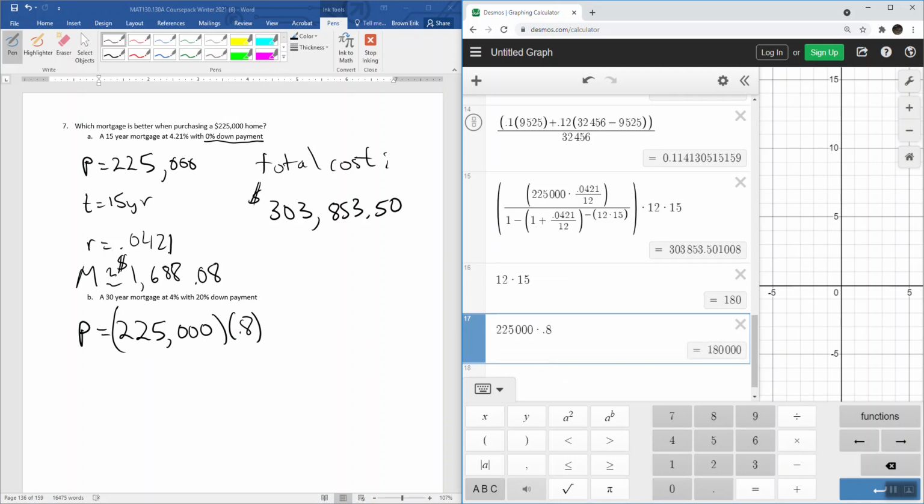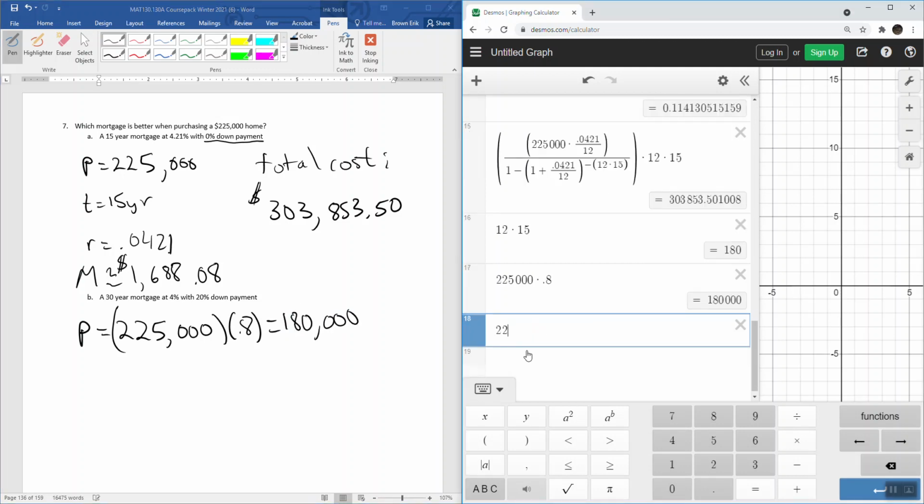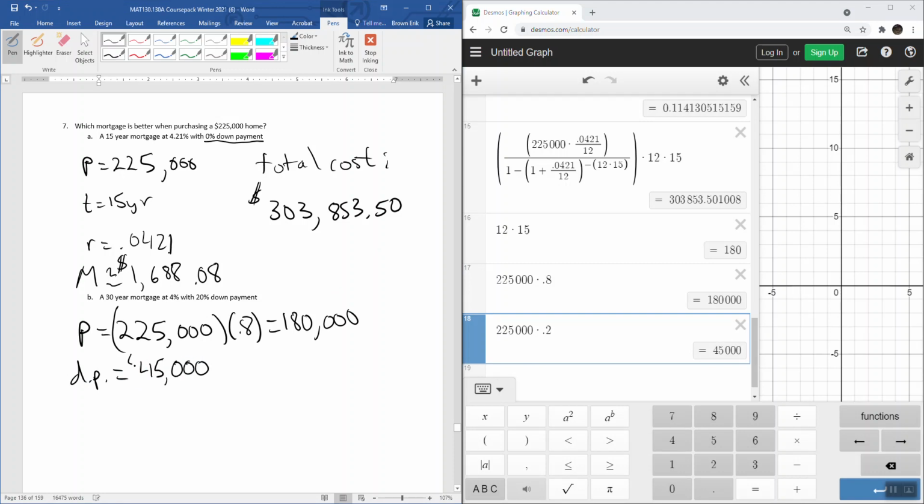So we're going to borrow 180,000. But it might be worth noting how much that down payment is as well, because we have to think about that when we're determining which mortgage is better. So we have to have in our as cash $45,000. You can't borrow that from somewhere else and use that as a down payment. Banks won't allow that. Okay, so then our time is 30 years, and our rate here is 4%.